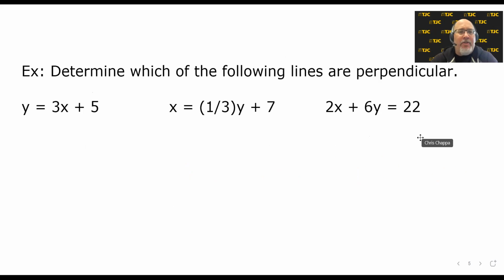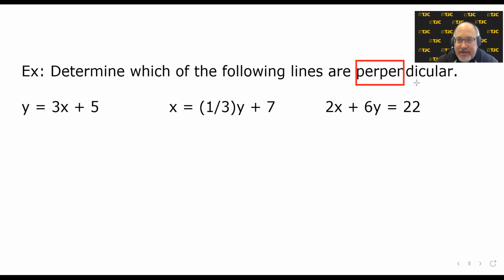All right, so we're going to do a couple of things. We're going to determine which of the following lines are perpendicular, and in the next one, we will find the equation of a given line. All right, determine which of the following lines are perpendicular. In this class, if you see the word perpendicular, you should immediately think opposite reciprocal slopes.